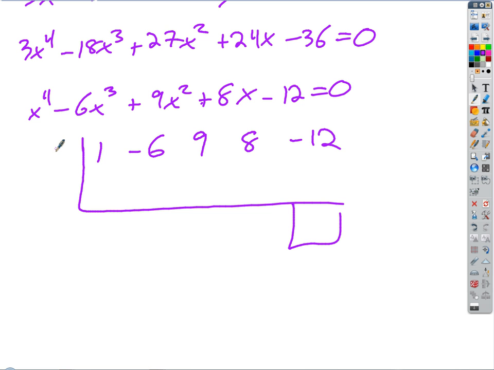So if we run a 1 through, what do we get? We get 1 times 1 is 1, negative 6, negative 5, and that actually works, doesn't it?